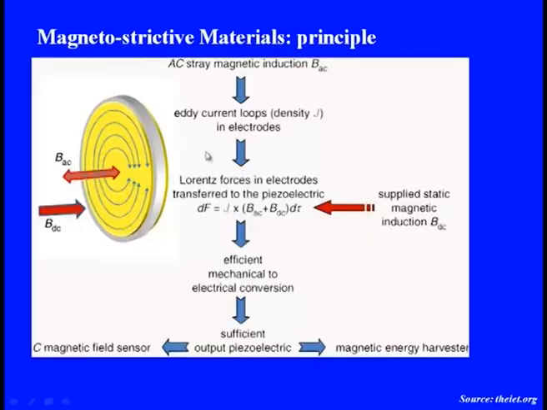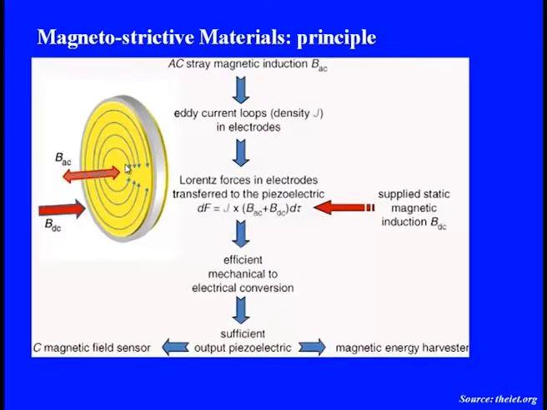So going with the basic principles, here is the magnetic field, either AC or DC, these are the two clear features being shown. The AC stray magnetic induction, B with subscript AC, targets the eddy current loops, these are my eddy current loops, which are based on the current density in the electrodes.